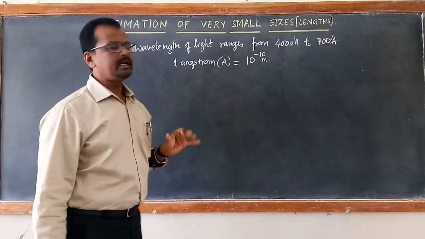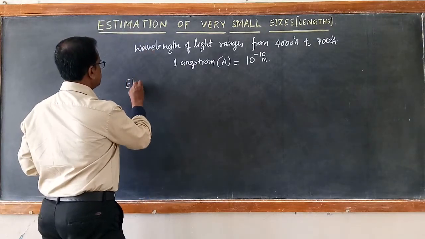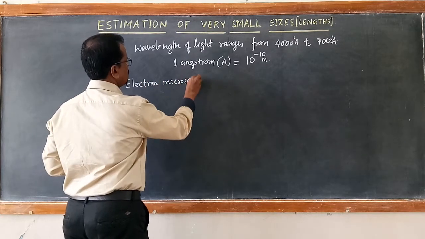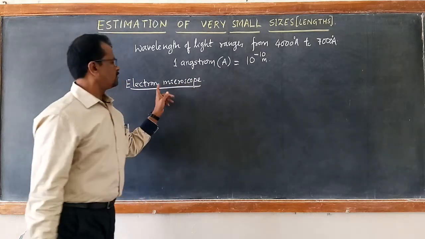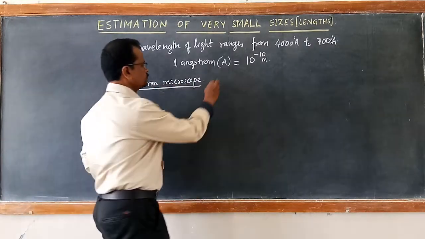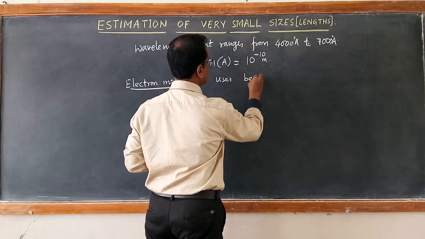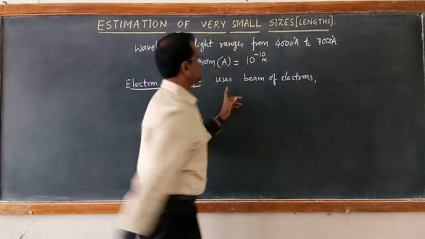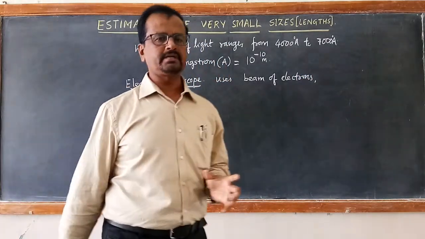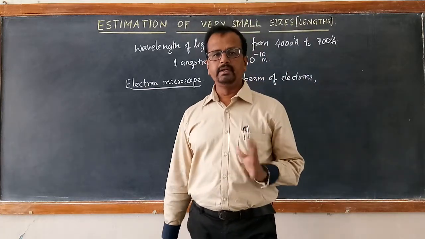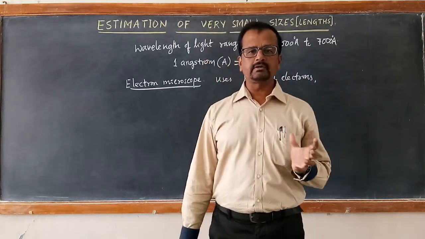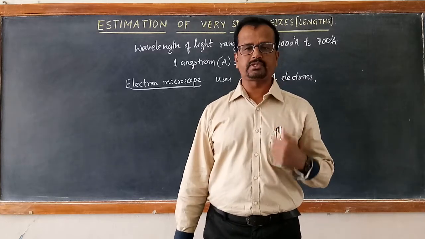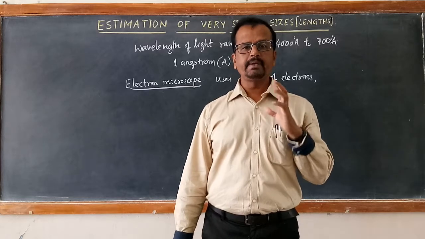Then one can think of electron microscope. Instead of light, the electron microscope uses beam of electrons. You will learn about the electrons. When the electrons are moving with certain speed, they behave like waves. The electrons behave like waves.